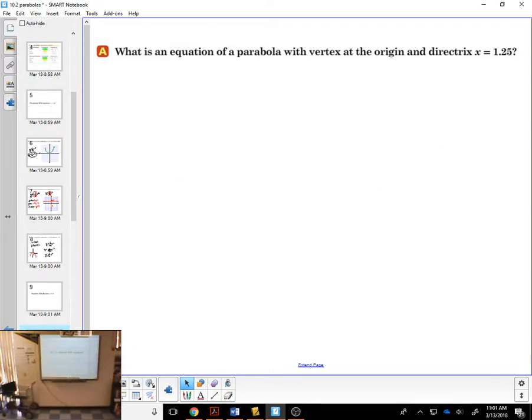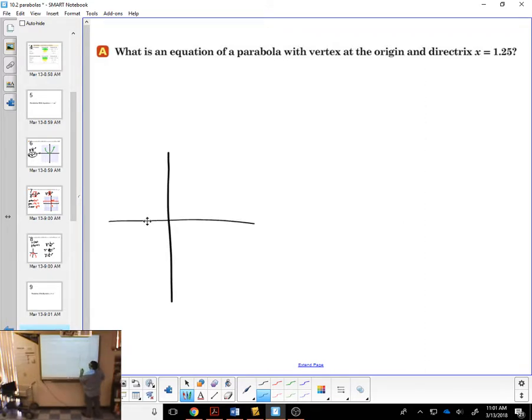All right, cool. Here we go. Same thing as before. This time, though, they said, what is the equation of the parabola? The vertex is at the origin, and the directrix is at 1.25. I just want to verify this real quick, that I am working with what they say.